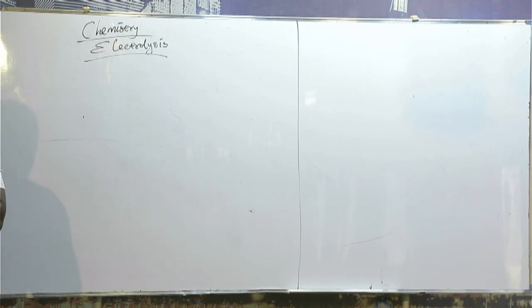Are you with me? So that is a simple thing. You must know these three categories of electrolytes: the strong electrolytes, the weak electrolytes, and then the non-electrolytes. Three categories. The first, we'll write it down.